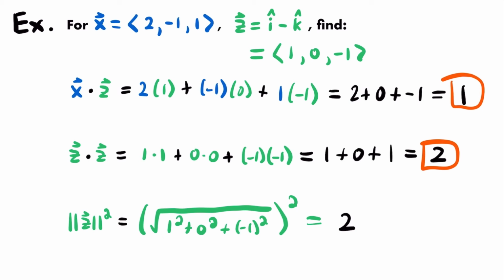And so once again, we have found that that property for the dot product holds true, that a vector multiplied by itself via the dot product is the same as the magnitude of that vector squared. Both of them in this case for vector z were equal to 2. All right, let's take a look at a couple more calculations for vector x and vector z.